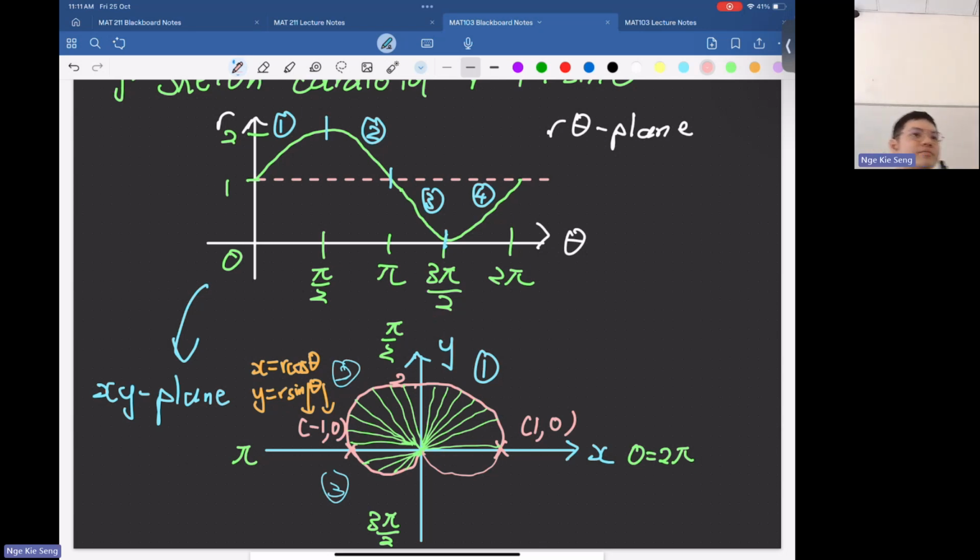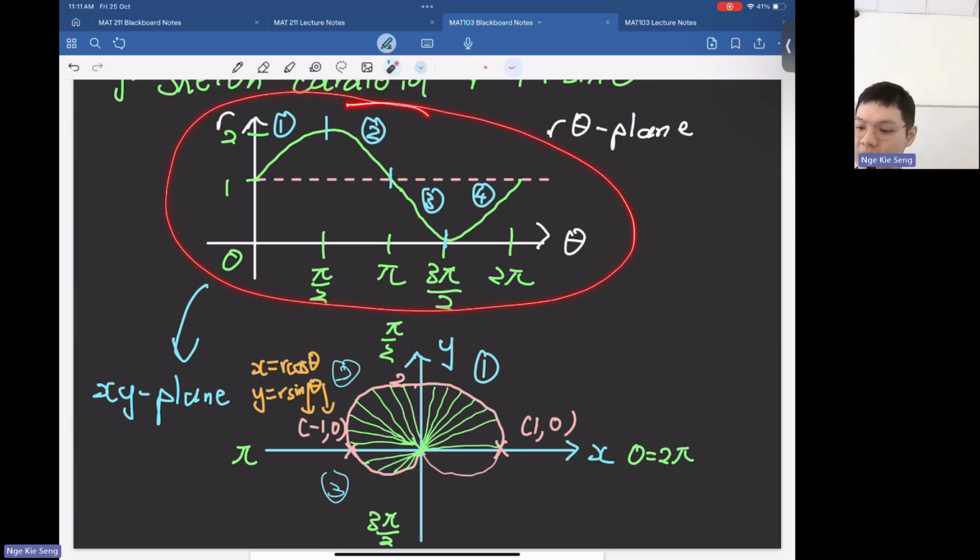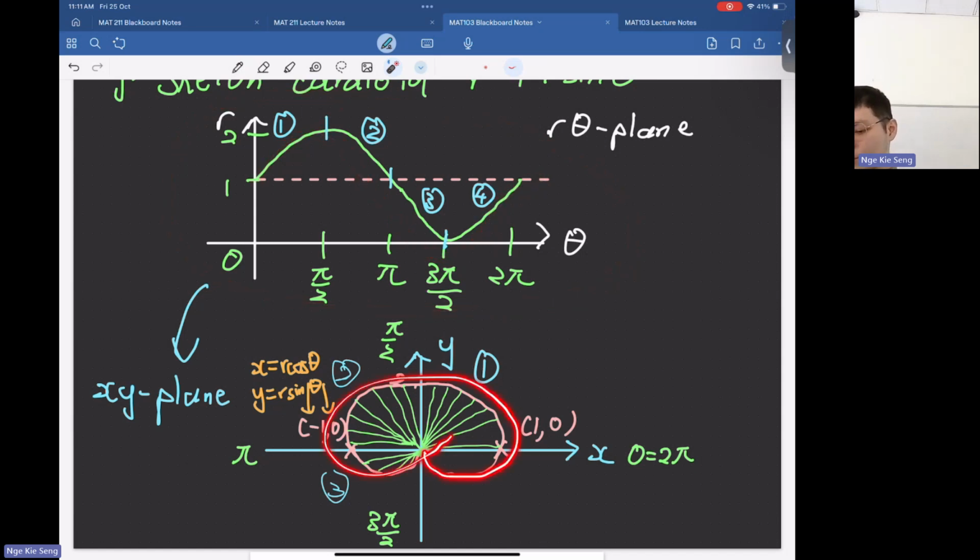Okay. Does it make sense? So we realize the r theta plane tells us how the radius grows with respect to angle, and then you try to translate it back to the xy plane. The xy plane is where we care. The xy plane is the only thing we care about. We try to use polar coordinates to describe the rectangular graph. So the xy plane is really what we care about, but the r theta plane will tell you how the radius grows. Does it make sense?